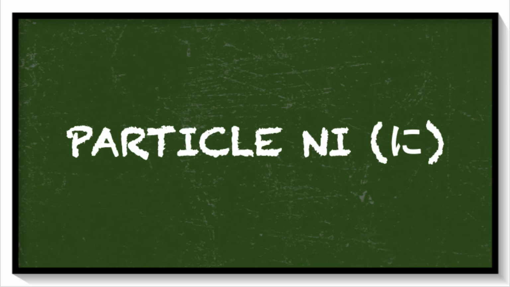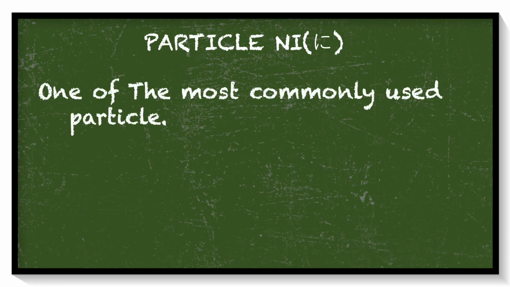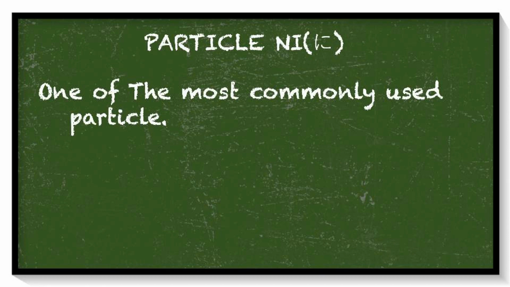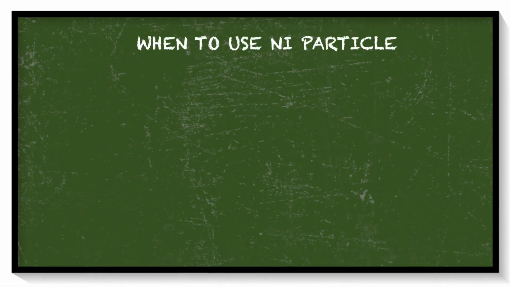Next is particle ni. Particle ni is one of the most commonly used particles in Japanese language. It has so many functions, but in this video, I will give you 3 basic functions of particle ni. In English, it can be the equivalent of at, on, to, in, and more. When to use particle ni in a sentence?